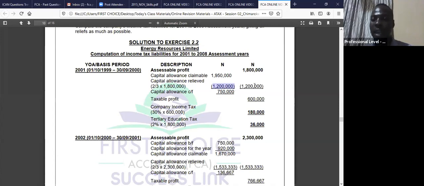Now I am putting it here because this is where it is really being used. You are taking 1.2 to relieve your profits from 1,800,000. So 1,800,000 minus your 1,200,000 capital allowance will give you 600 taxable profits. So this is your taxable profit. 600 is where you claim your income tax, and your education tax is from 1,800,000. So you see why I am putting my capital allowance relieved in 2 places. That is how I want you to do it. Now go to the second year.